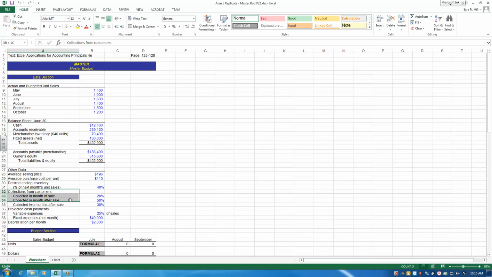If we look down here, after we make a sale, in the month of the sale, we'll collect 20%. The month after the sale, we'll collect 50%, and then 2 months after the sale, we'll collect the remaining 30%. The other interesting factor for Ranger is that for inventory purchases, the bills are paid in the month following the purchase. So we will keep those factors in mind while preparing our sales budget, our units purchase budget, cash budget, and forecasted income statement and balance sheet for the upcoming quarter following June 30th.